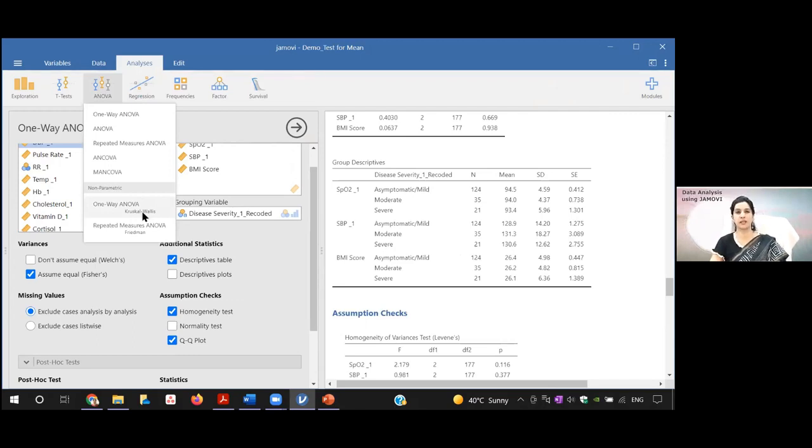It is again the same. If the data is not normal again, but this is like the independent sample t-test, a slight deviation from normality you can accept because this is also a very robust test. So you can go with this one-way ANOVA.